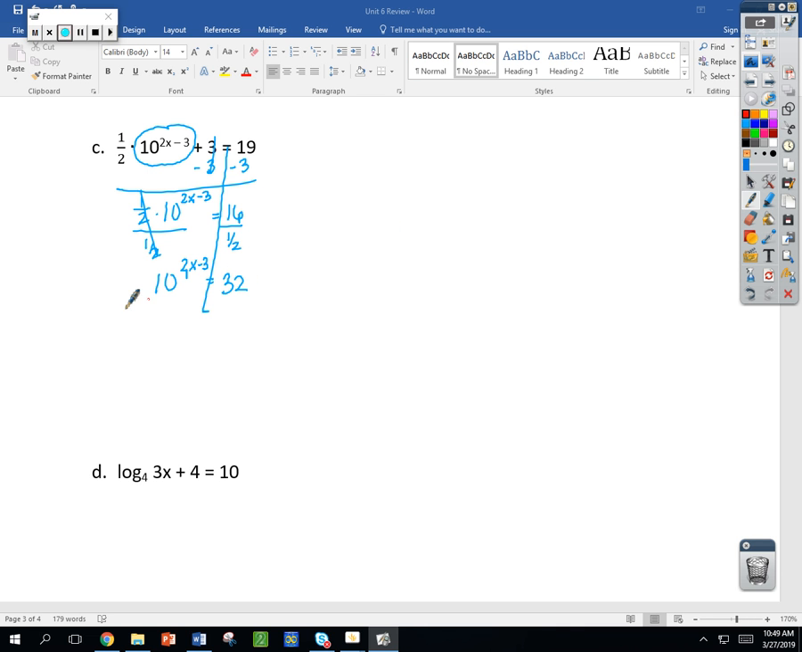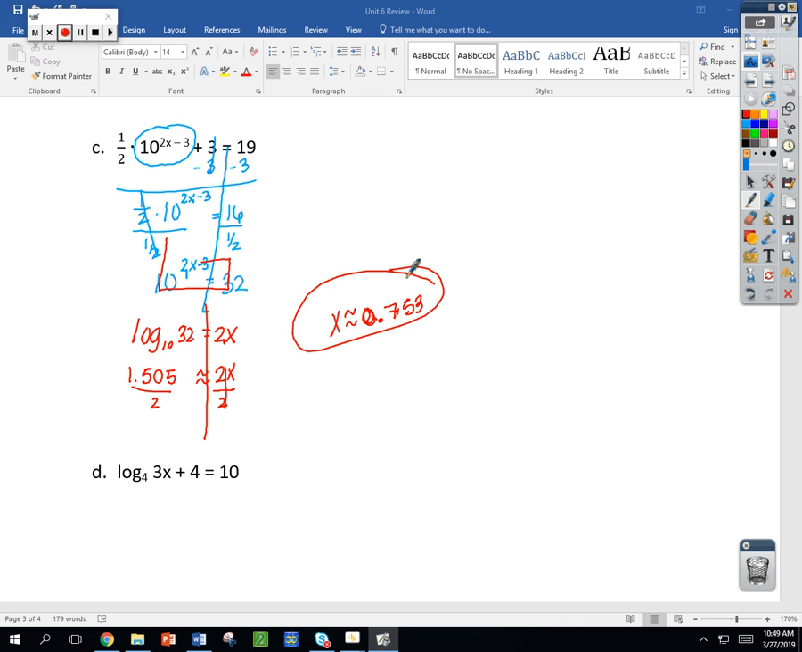So now I need to rewrite and do the inverse. So I get log base 10, because the exponential is by itself. So I get log base 10 of 32 equals 2x. And I'm going to type that in my calculator. And I get a decimal, 1.505-ish. Okay, so now I'm going to leave that number in my calculator and just hit divide by 2. And when I do that, I get x is about 0.753 because I round out to 3 places.